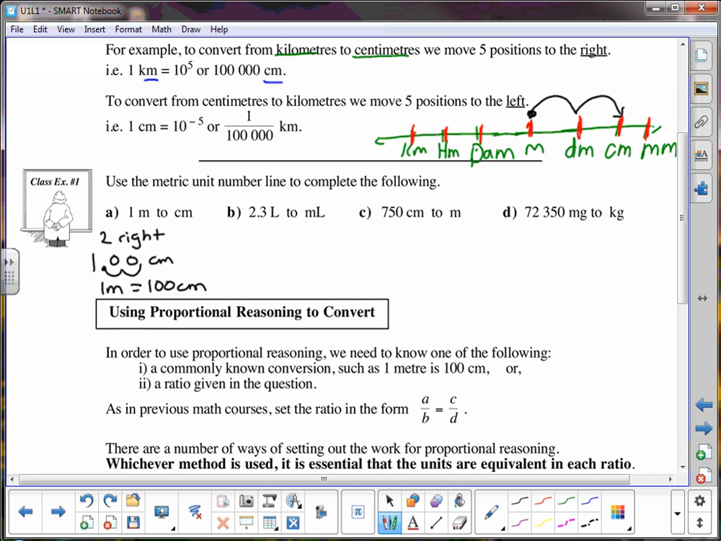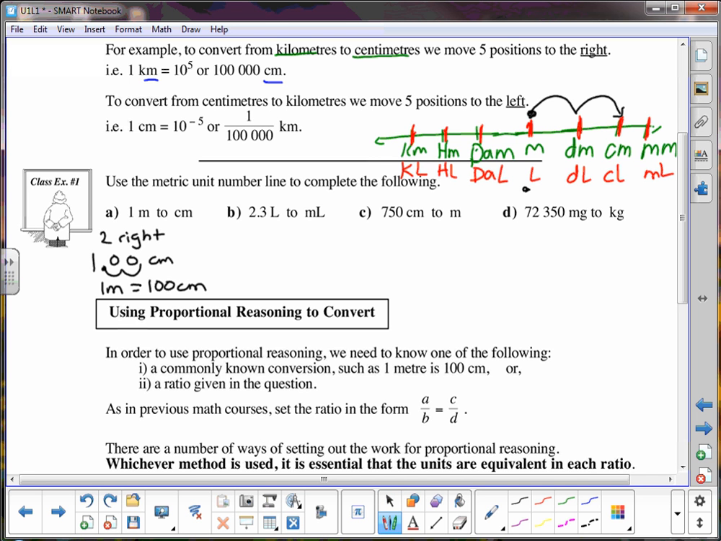Same idea: our base unit doesn't have to be meters. It could also be liters. So kiloliters, hectoliters, decaliters, liters, deciliters, centiliters, and milliliters. Often we don't use anything other than liters and milliliters, but it does exist. Liters to milliliters is more common though.